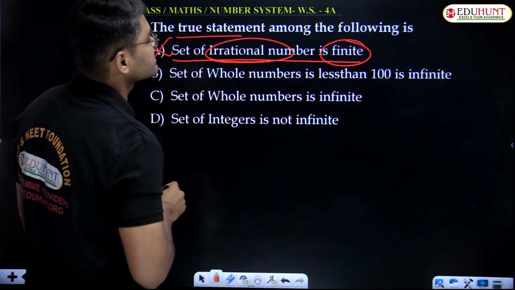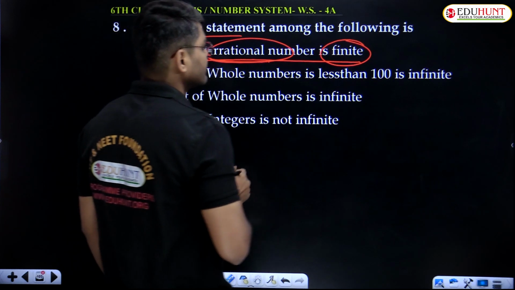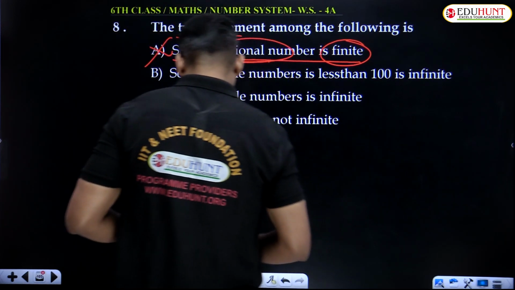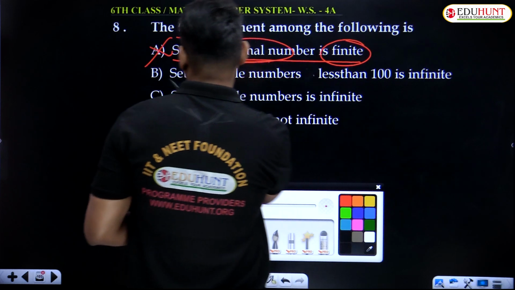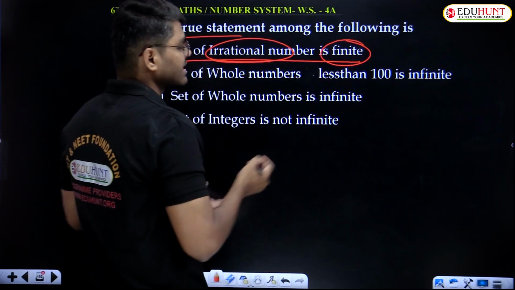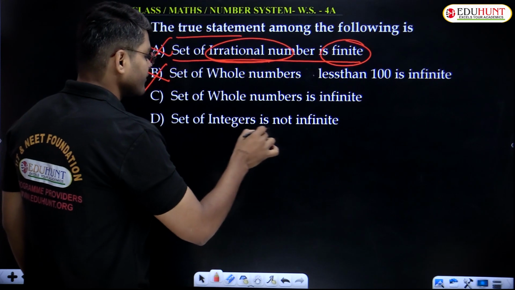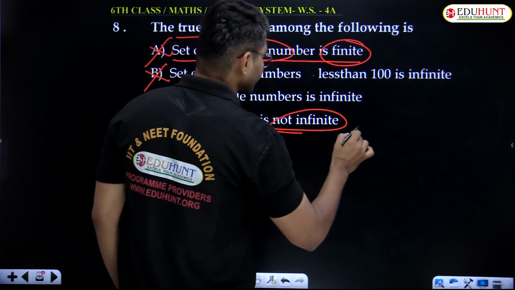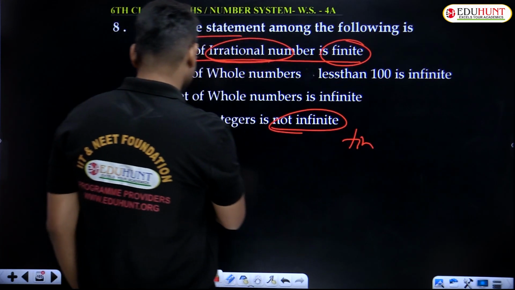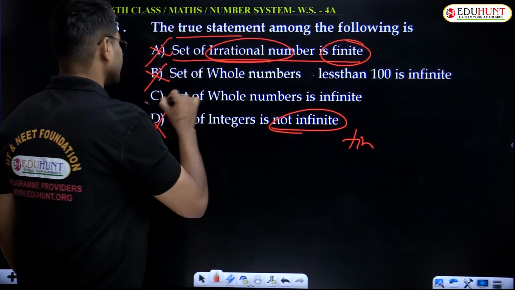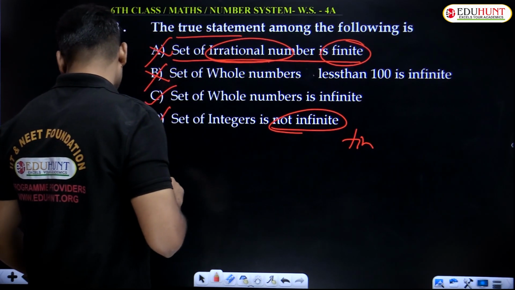Set of whole numbers less than 100 is infinite. No. Finite and less than 100 we can count. Set of whole numbers is infinite. Set of integers is not infinite. Not infinite means finite. That means this is also wrong. Option C is the correct answer for this question. Okay, let's move on to the next one.